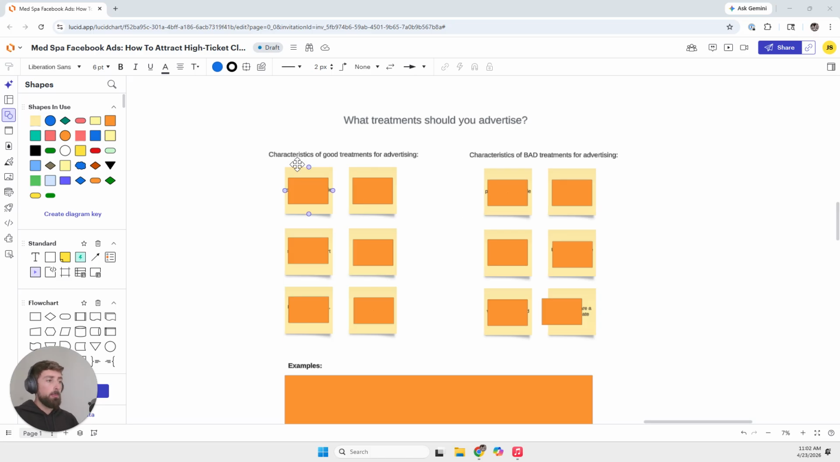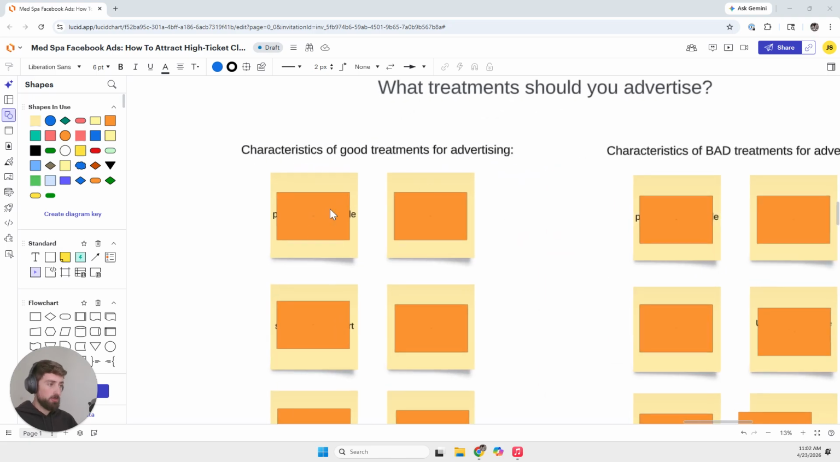So without further ado, what are the characteristics of good treatments for advertising? Starting off here, we are typically going to look for treatments that have low or no product and consumable costs. The reason for this is because when we are advertising something on Facebook or Instagram, we want to put something in front of a complete stranger that is so enticing and so interesting that they would stop scrolling and respond to it. And I think that most of the time we underestimate how many advertisements people are actually seeing on a daily basis.